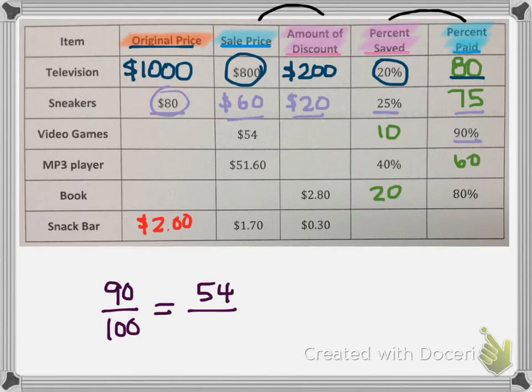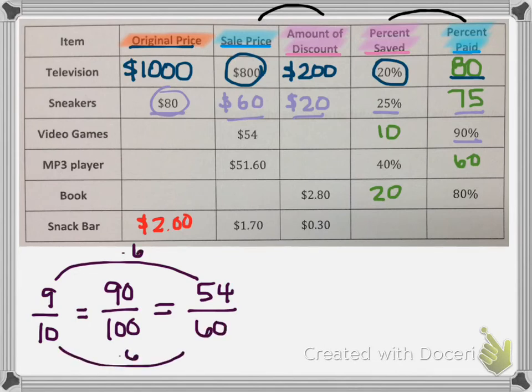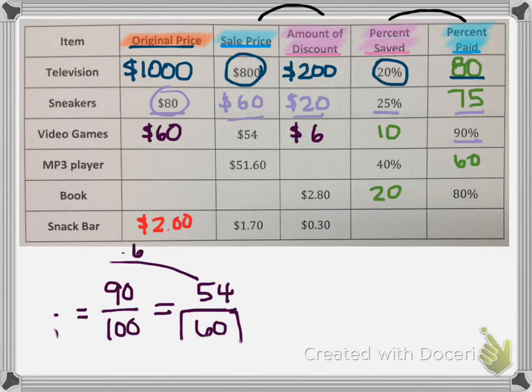Can't change a 90 into a 54. I can't change a 90 into a 100. So I'm going to downscale this, divide them both by 10, and I get 9/10. And then look, 9 times 6 is 54. So 10 times 6 is 60. And that's the whole. So I know that the video game costs $60. $60 minus $54 that I paid, it means that I had a $6 discount. Sweet, starting to make sense.